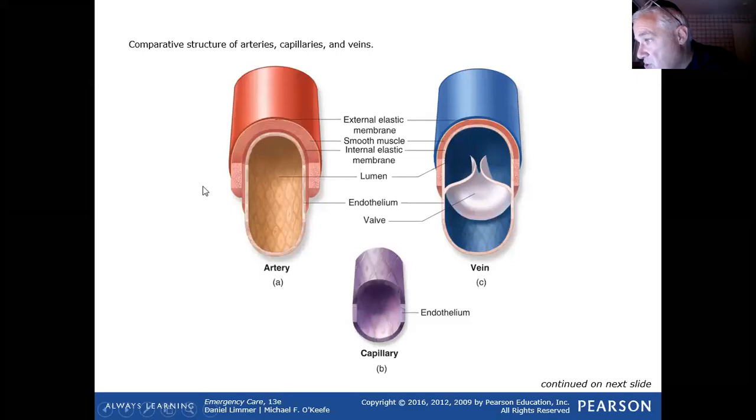Okay, so this is just showing you what the different blood vessels look like as far as size goes. So an artery, because it's handling high pressure blood, is much thicker and stronger.